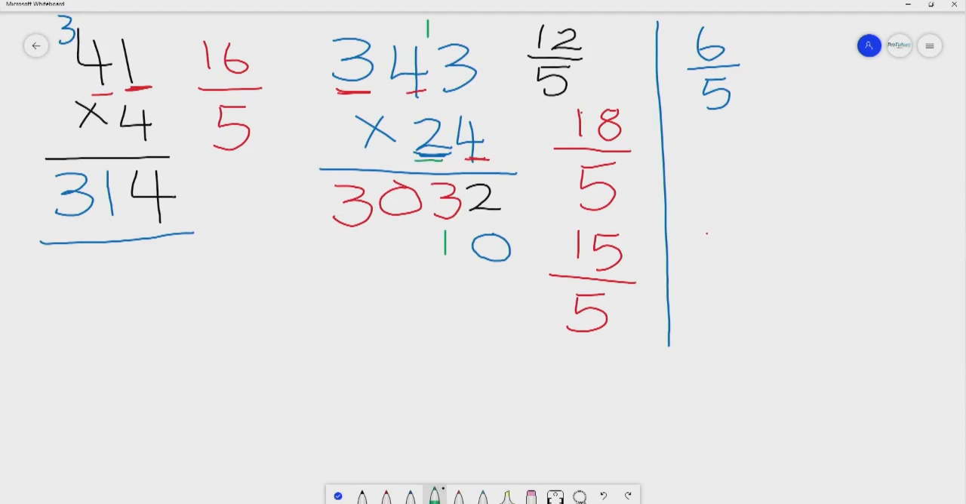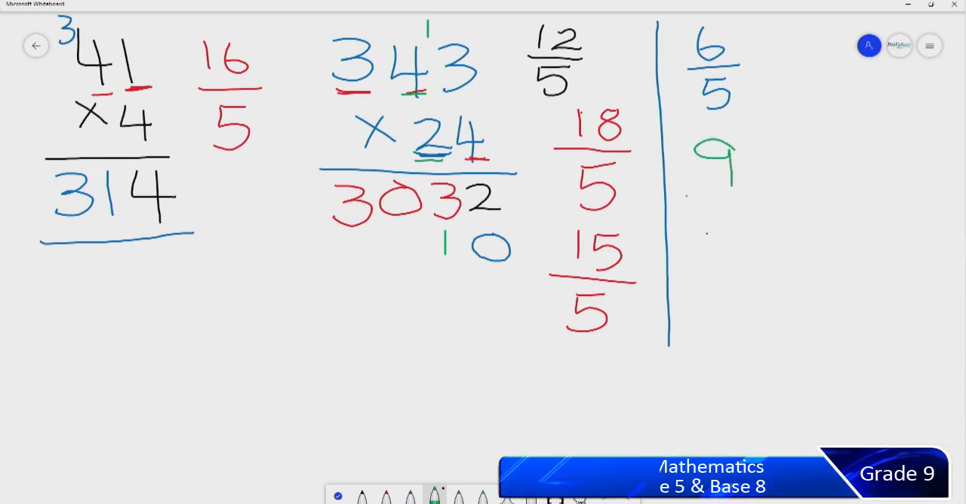Next we have 2 multiplied by 4, and 2 times 4 is 8. With the 1 that we have, the one at the top that we just wrote, would be 9. So this would be 9 divided by 5. And 5 would go into 9 1 time. Put it at the top. We would have 4 remaining, so we write the remainder there.